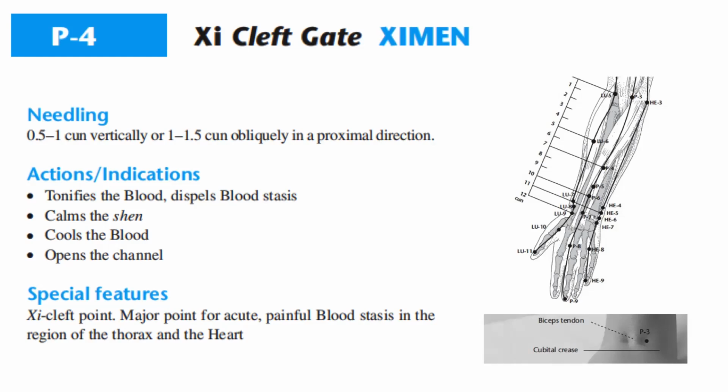For its actions and indications, Pericardium 4 tonifies the blood and dispels blood stasis. It calms the Shen, cools the blood, and opens the channel. For its special features, it is the Xi-Cleft point of the pericardium channel. It is a major point for acute, painful blood stasis in the region of the thorax and the heart.